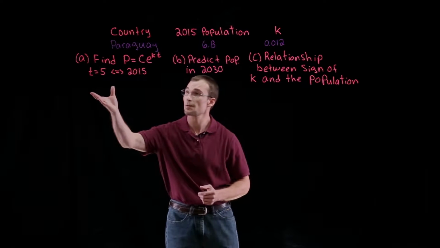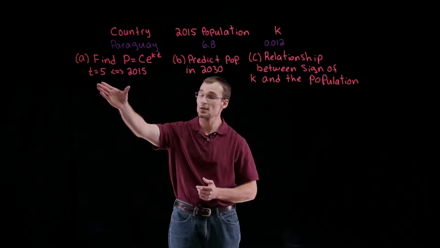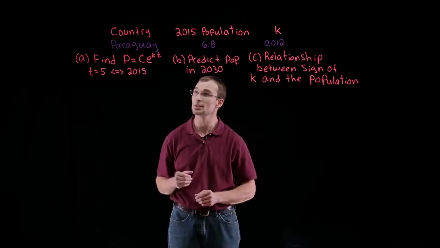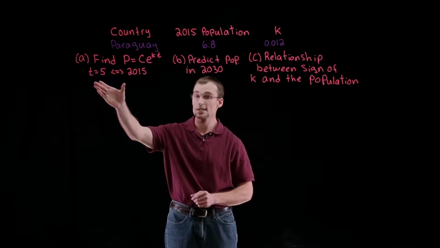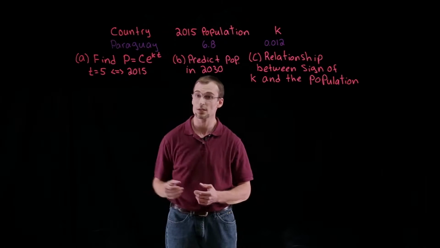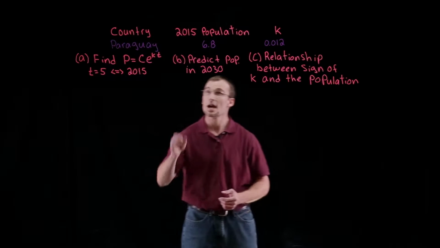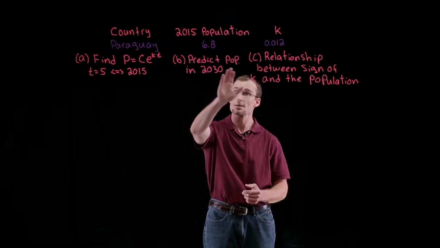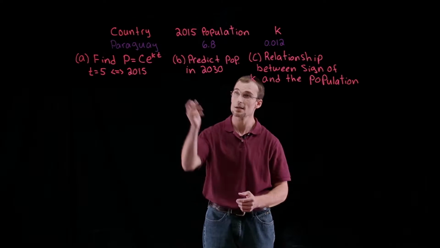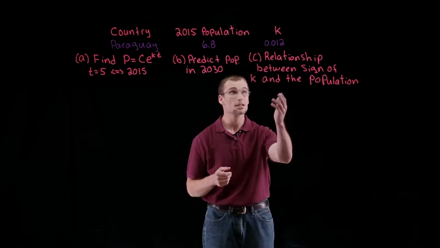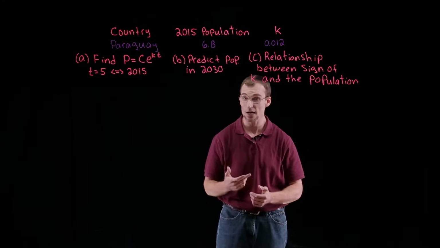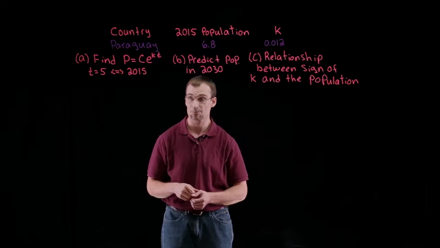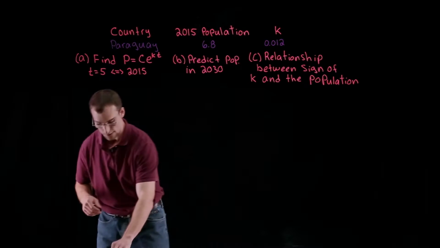Part A, we're going to find the formula for the exponential growth and decay model, P equal to C times e to the kt, where we're taking specifically t equal to 5 as the year 2015. Then in B, we're going to predict the population using the model in A in the year 2030. And lastly, C, we're going to discuss the relationship between the sign of k and the population. So let's get started with part A.